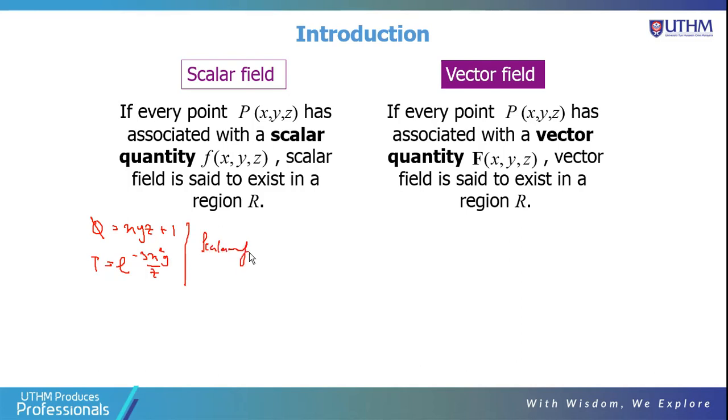Meanwhile, for the vector field, this topic will be the focus of our chapter 4. If every point in the axes x, y, z is associated with a vector quantity, a vector quantity F of x, y, z, then the vector field is said to exist in the region R. So the difference between scalar and vector: this is the form for a scalar field, and this is the form for a vector field.